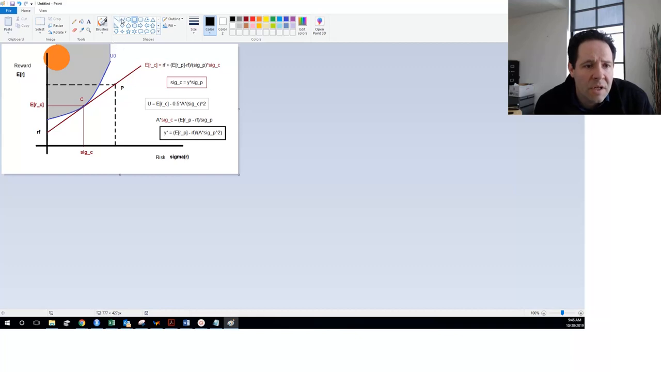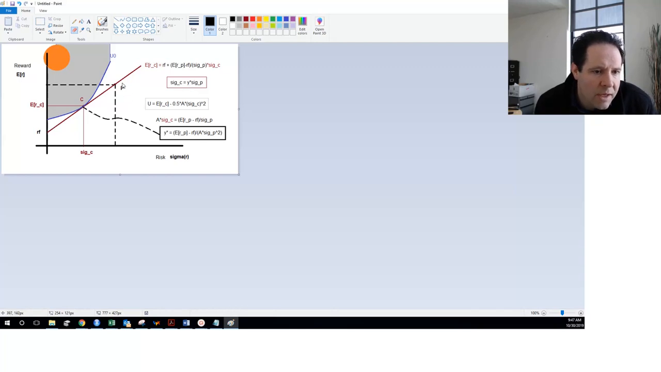It then gives us a way to figure out, well, what does point C look like on this graph? So how do you find point C? Well, you can plug into this formula. That'll give you the fraction of wealth that you put into risky assets. And then you can plug in what Y star is to figure out what the standard deviation of the risky asset is.